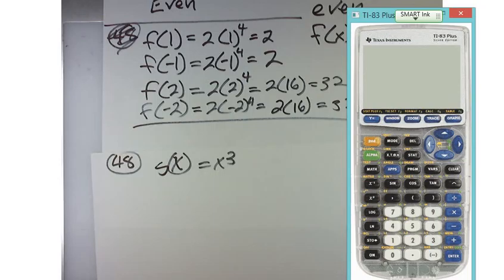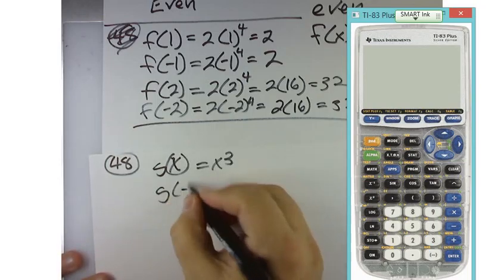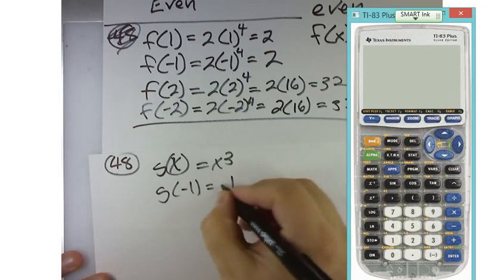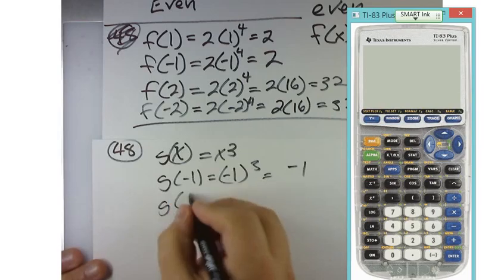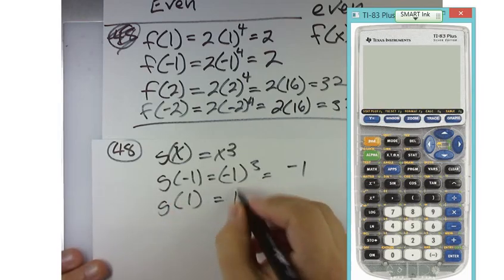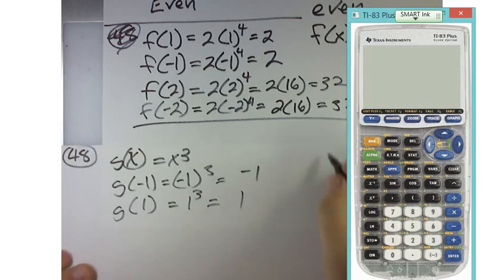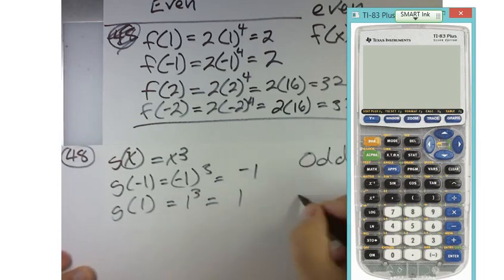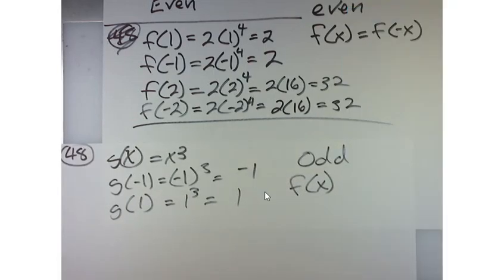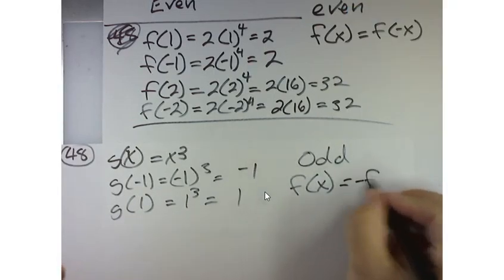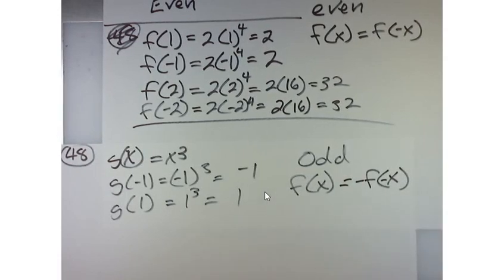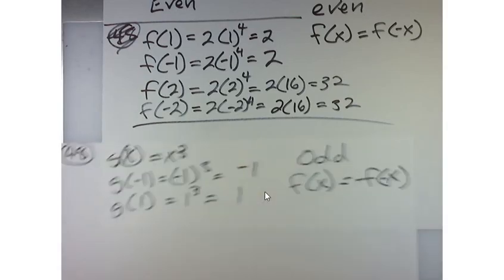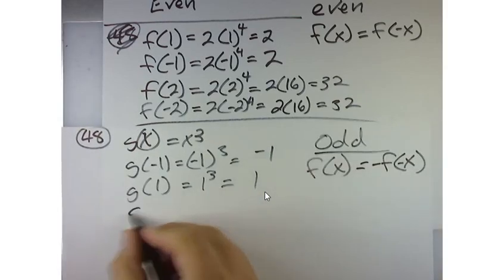If I were to plug in -1, I get -1 cubed, which is -1. But if I plug in +1, I get 1 cubed, which is +1. And so remember, for an odd function, f of -x is equal to the negative of f of x if I plug in a negative x. Are these opposites? Yeah. So this is probably an odd function. Let's check it one more time.